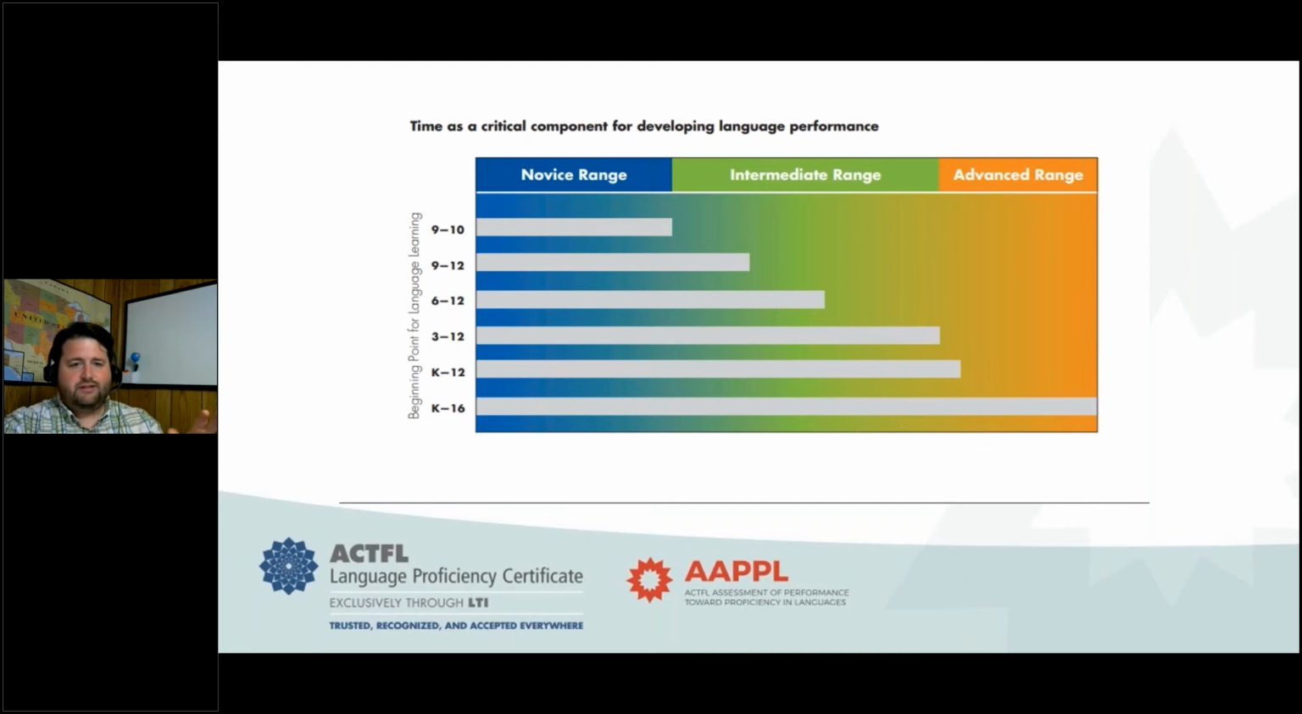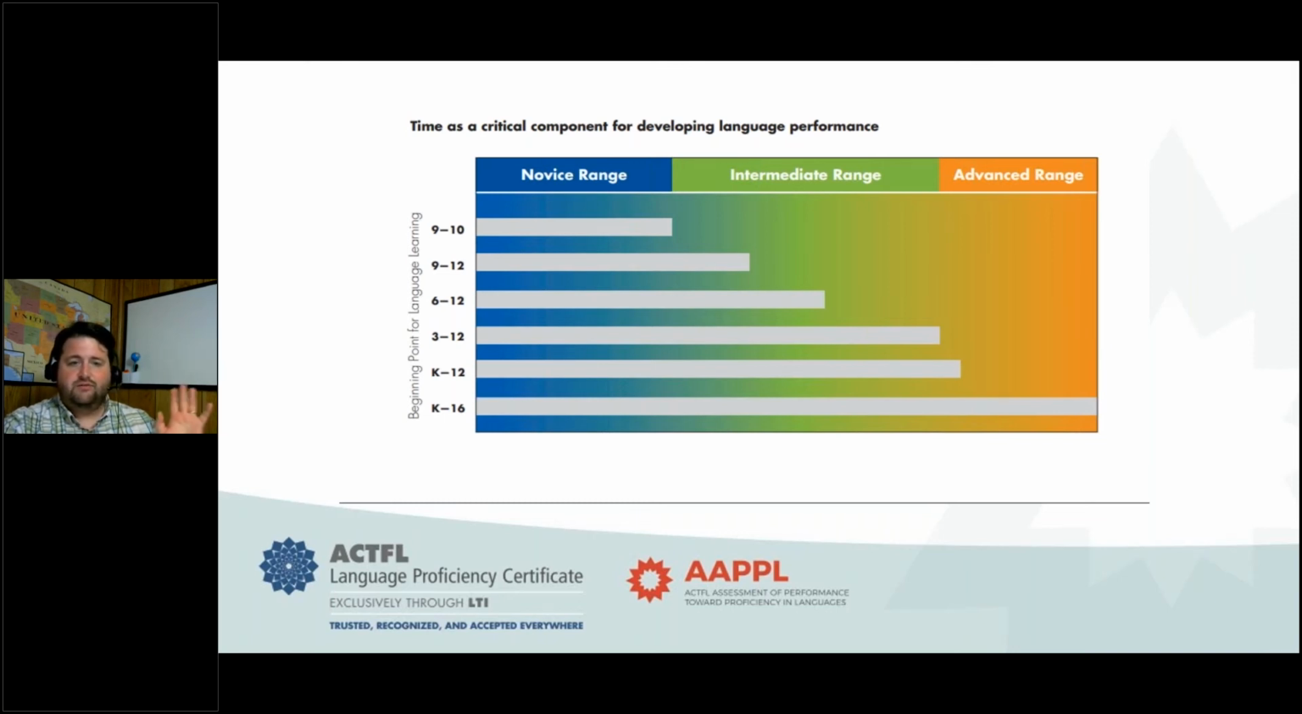I first want to say that if you look at the AAPPL scale, this graphic that we're showing, time is a critical component for developing language performance. This is in the performance descriptors, AAPPL. If you look at 9 through 12, you're just at the lower end of the intermediate range. You're not even quite intermediate high yet, which is I2, 3, 4 on the AAPPL scale. So to ask a student in 4 years to get to I5, intermediate high, in just 4 years, that's asking a lot, and that's not necessarily to be expected.